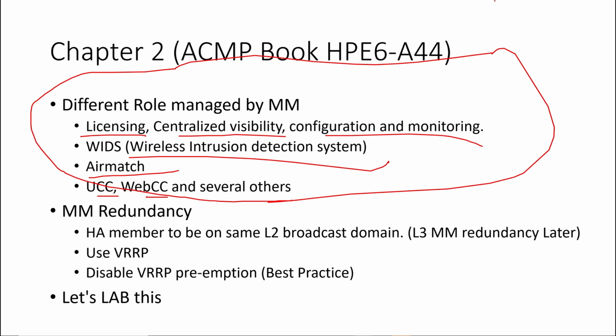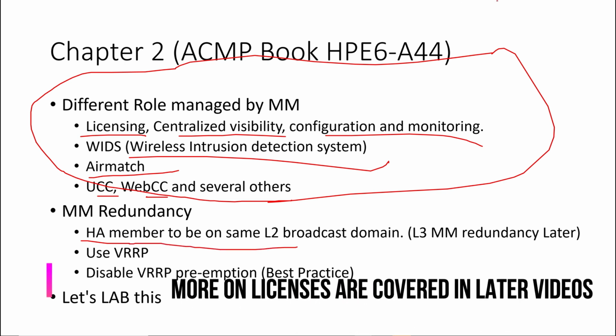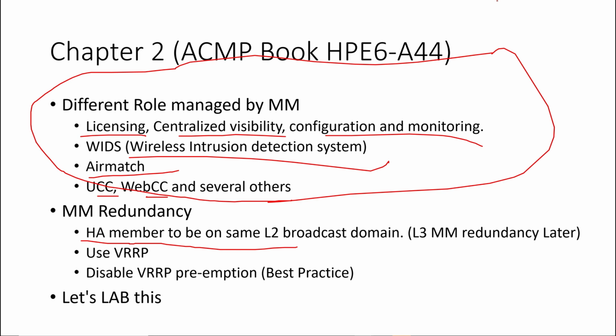With the virtual licensing, if you're buying one license for a virtual Mobility Master, the second one comes free. So there you go. But for physical, you do have to count that as one unit and one box, for which you have to license as well. So what they recommend is that HA members of Mobility Masters be on the same VLAN, a layer 2 broadcast domain, right? But later on, in version 8.2, they introduced the L3 MM redundancy model. So they use VRRP, as I mentioned earlier, and by default, they recommend you disable VRRP preemption. I'll explain what that is.